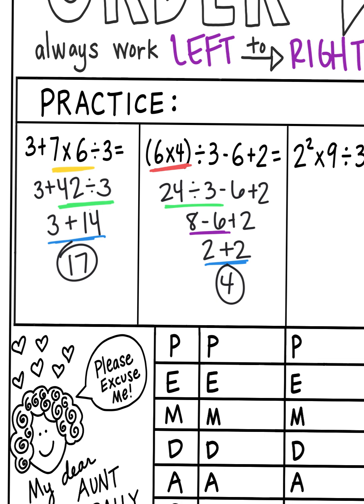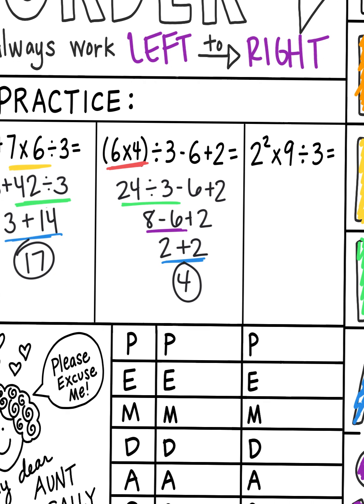Okay, last one. This time, I do have some exponents. So I'm going to do 2 to the second power. What does that mean? It actually means 2 times 2. But this exponent doesn't always mean times 2. If the 2 was over here instead, it would mean 3 times itself 2 different times, so it would be 3 times 3. That 2 tells you how many 2's to multiply. Or if the exponent 2 was over here, it would tell you how many 3's to multiply. You would have to multiply 2 3's.